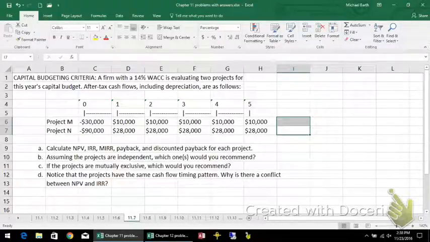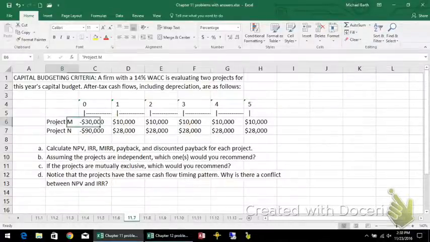This is problem 11.7 from chapter 11 of Brigham and Houston Fundamentals of Financial Management, Concise 9th edition. We're given a set of cash flows and told that a firm has a 14% weighted average cost of capital and is trying to evaluate these two projects. After-tax cash flows, including depreciation, are as follows.